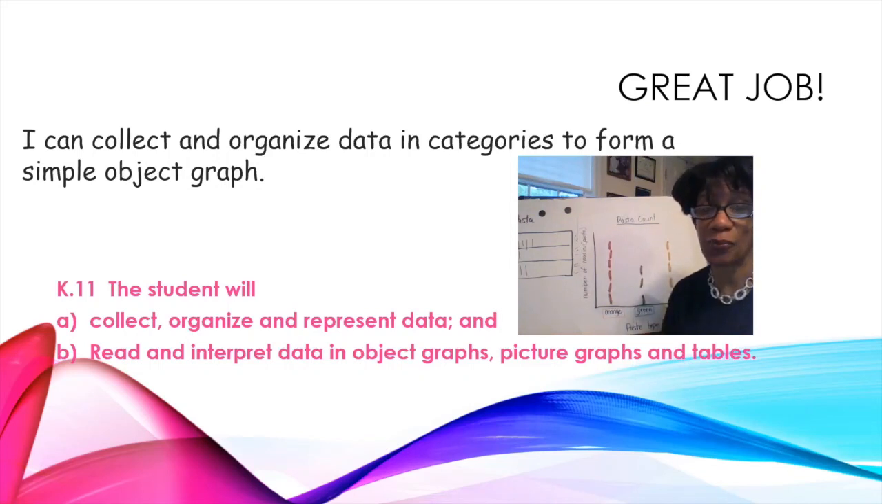So that means that we have completed our focus of our learning goal, which was I can collect and organize data in categories to form a simple object graph. So we collected data, we organized it in our tables, we used different categories because we had different colors of things, and then we put them all in a simple graph. So we pretty much did a lot with our learning goal today.